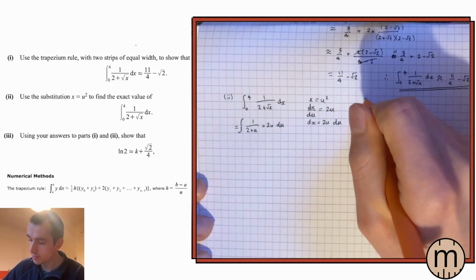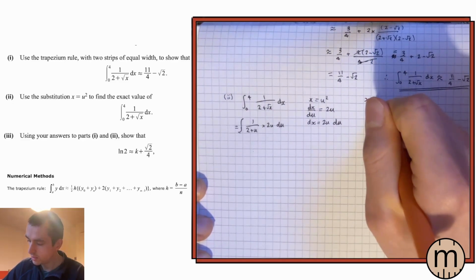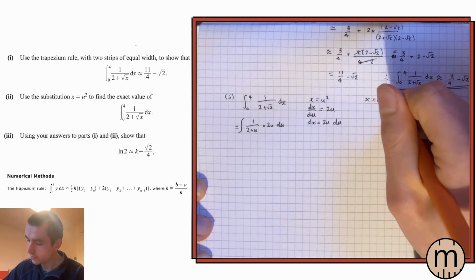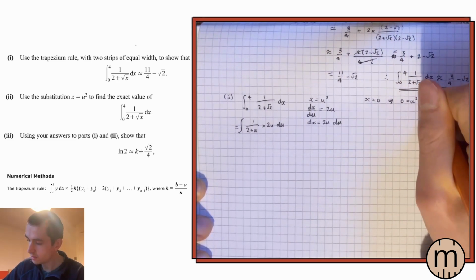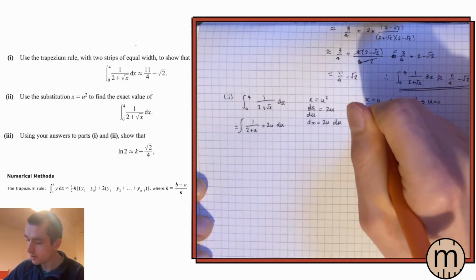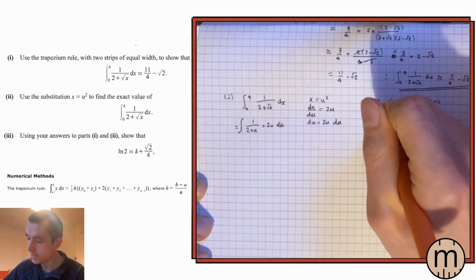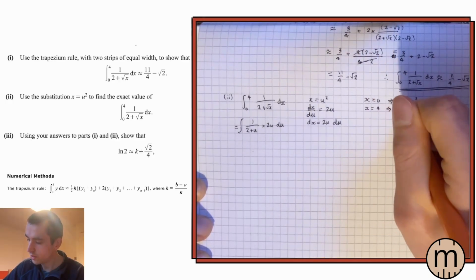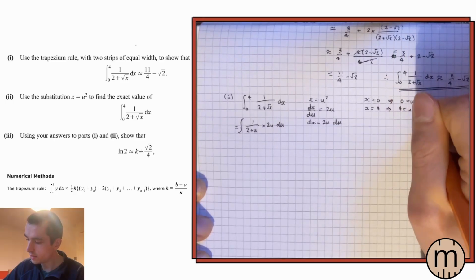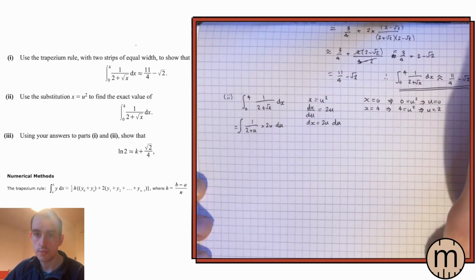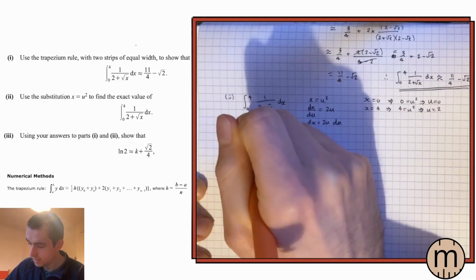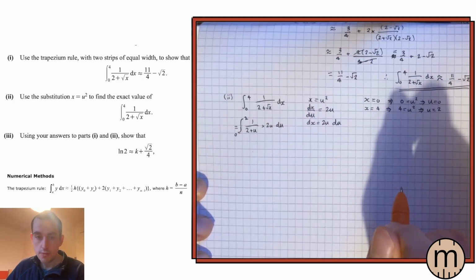I'm also going to do the limits. When x equals 0, that means that 0 is u squared. So u is 0, and when x is 4, 4 is equal to u squared, so u is 2. I'm taking the positive value here, could take the negative one, I should get the same answer. So new limits are 0 and 2.